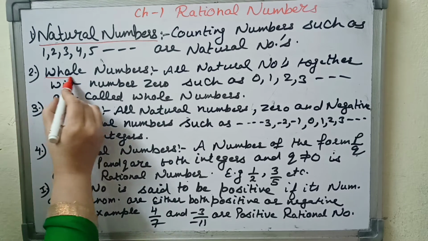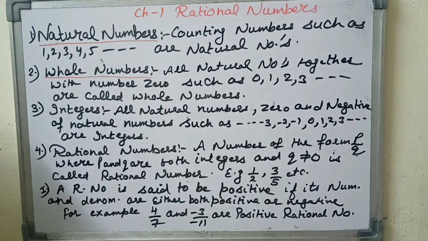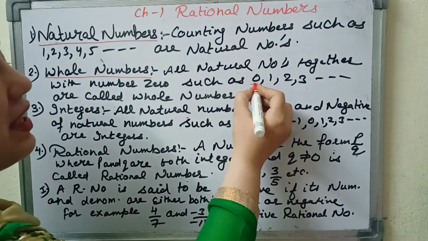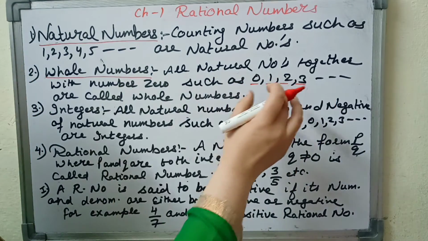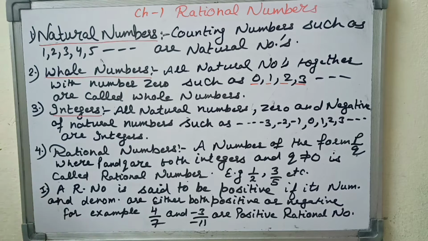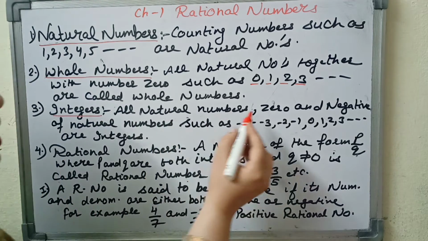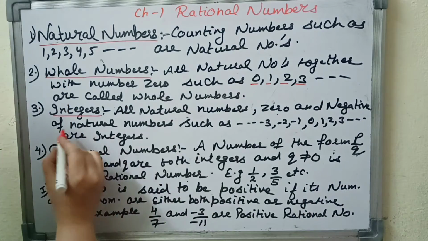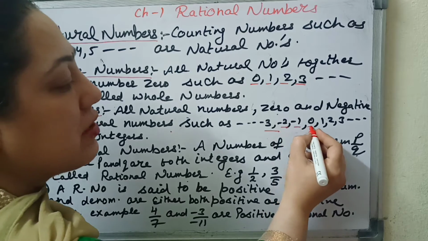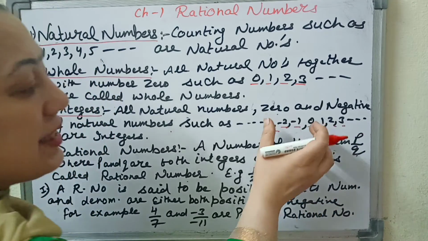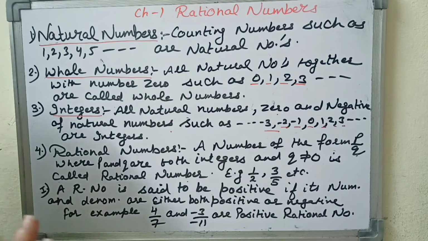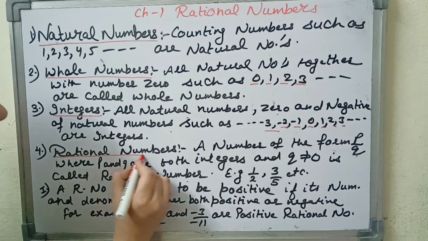Second is whole numbers. What are whole numbers? The natural numbers together with the number 0, such as 0, 1, 2, 3. These all numbers form the whole numbers. And the third definition is integers. All natural numbers including 0 and negatives of natural numbers, such as -3, -2, -1, 0, 1, 2, 3. These numbers include both positive numbers as well as negative numbers. These are called integers.